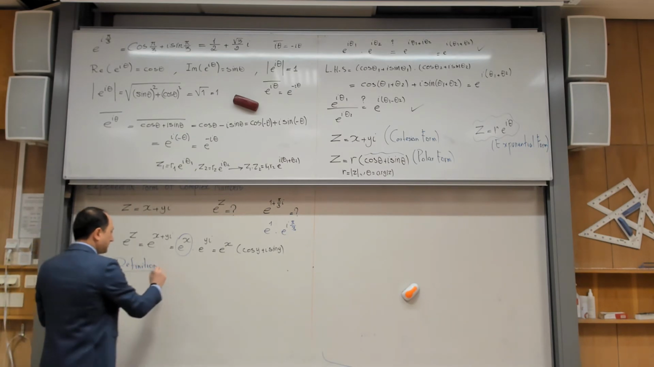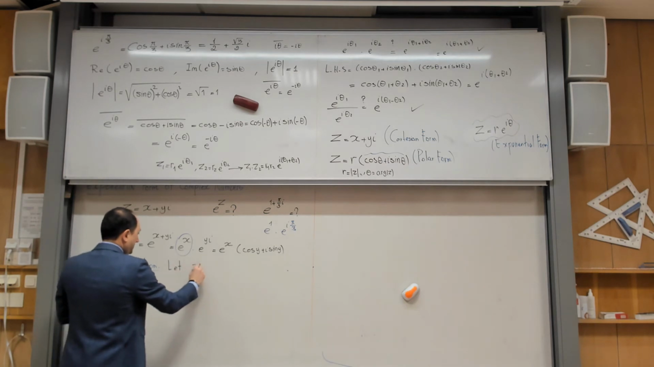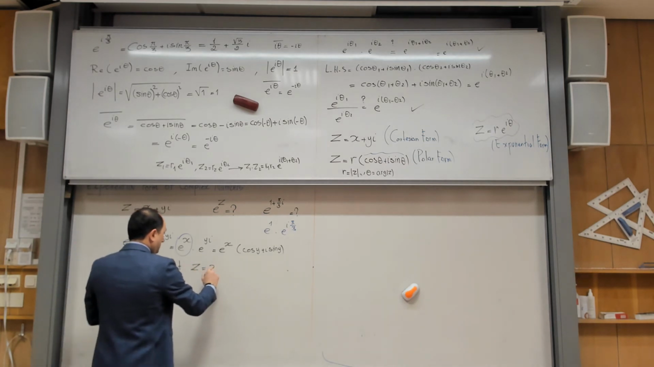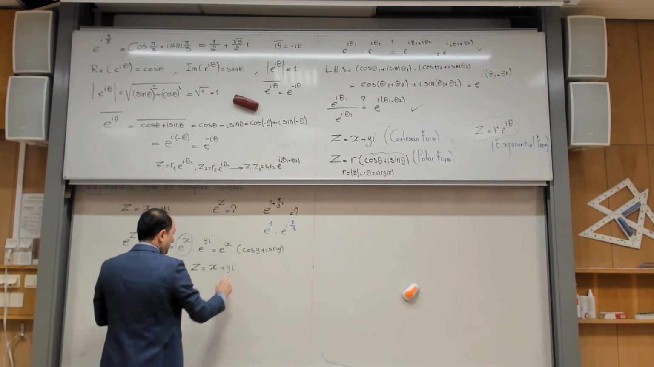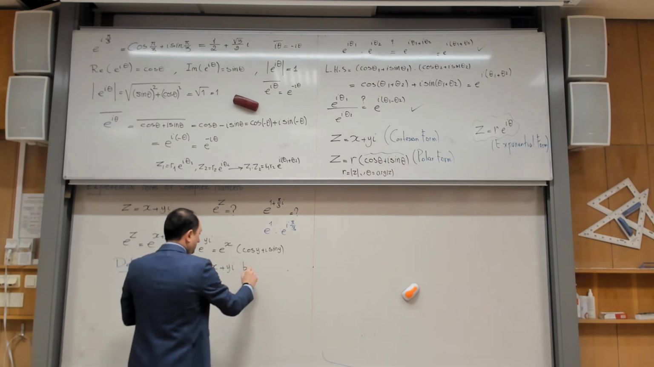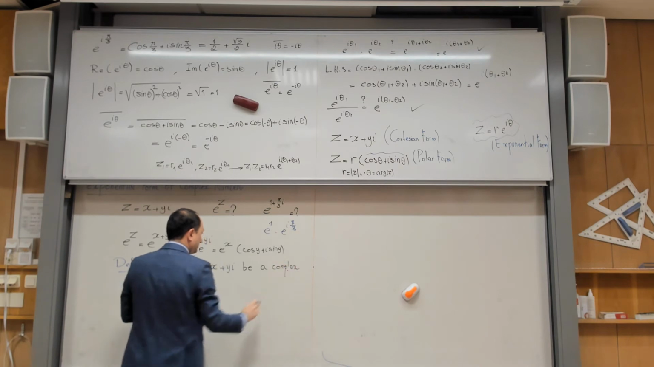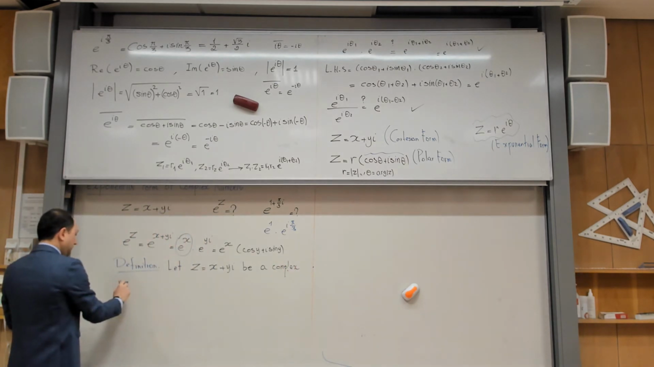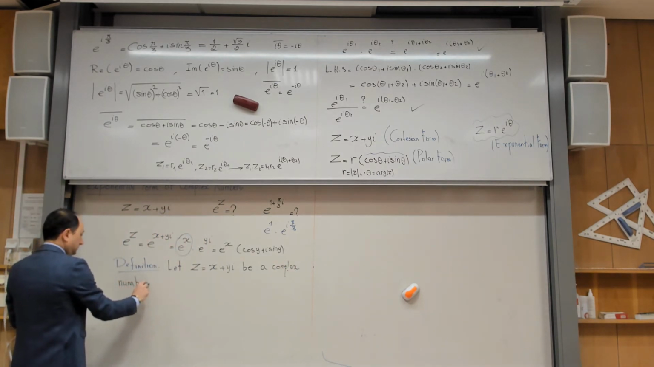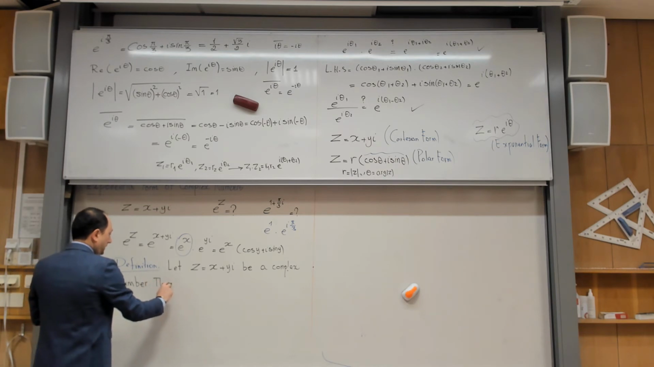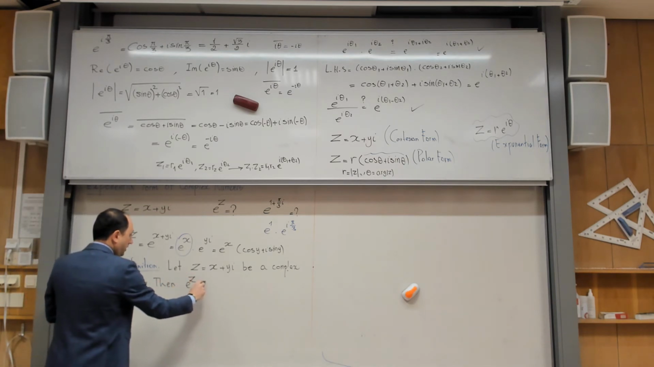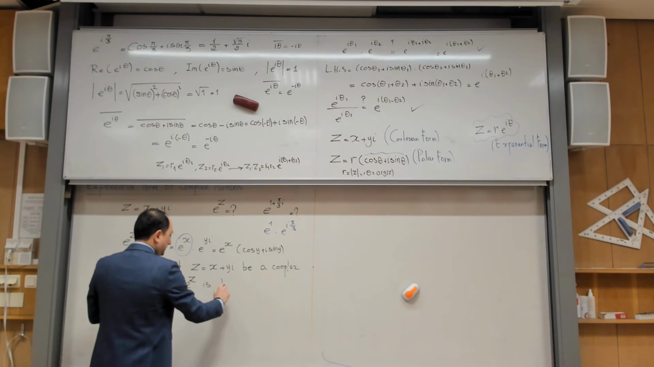So I would say that the definition: let z be equal to x plus yi be a complex number. Then e to the power z is defined as follows.